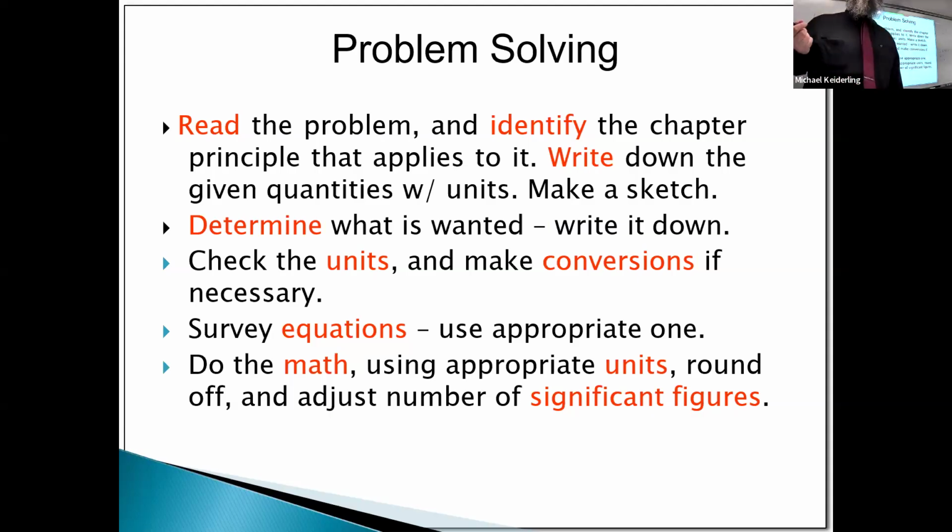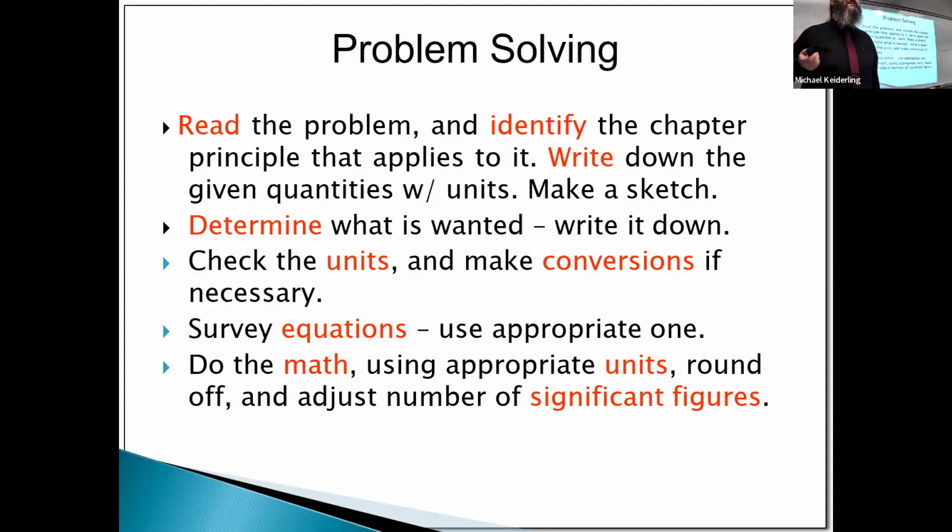If you've listed down what you know and what you're looking for, the appropriate equation is going to be the equation that contains what you're looking for and what you know, and nothing else, nothing outside of that. And then you need to do the calculation, doing the math, using the appropriate units, and round off and adjust the number of significant figures. And then you can do a sanity check at the end.